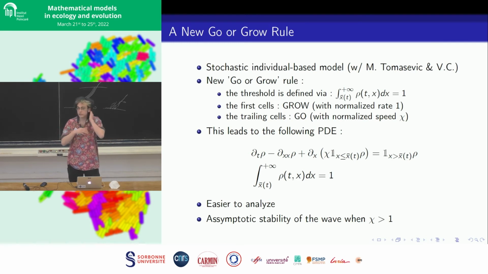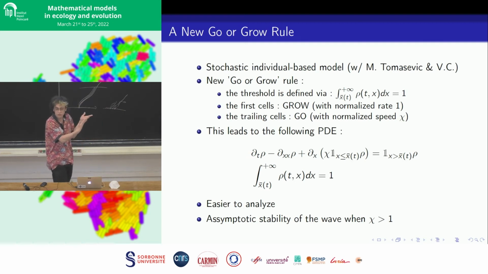And so, almost to conclude, with Milica Tomasevic and Vincent Calvez, we came up with a stochastic individual-based model. I'm not going to talk about it, but in order for it to make sense, we came up with a new go-or-grow rule. Essentially, forget about oxygen: if I have enough cells to my right, that means the cells to my right have, in a sense, consumed all the oxygen, and there's no oxygen left.